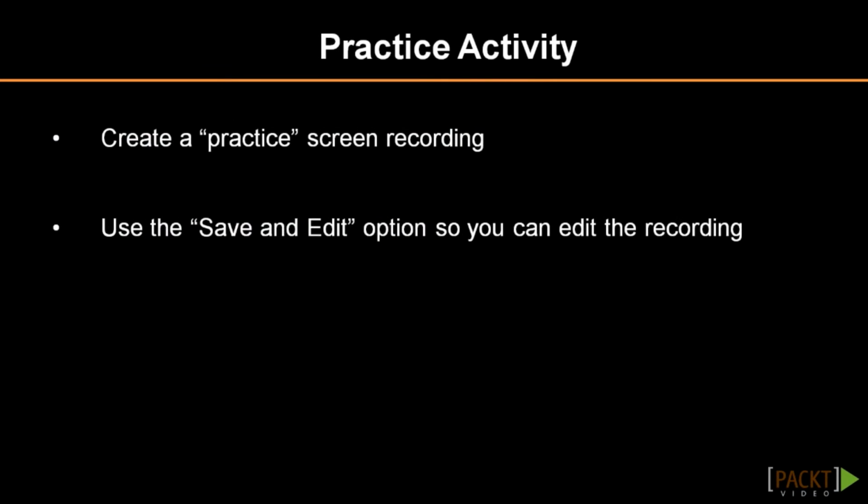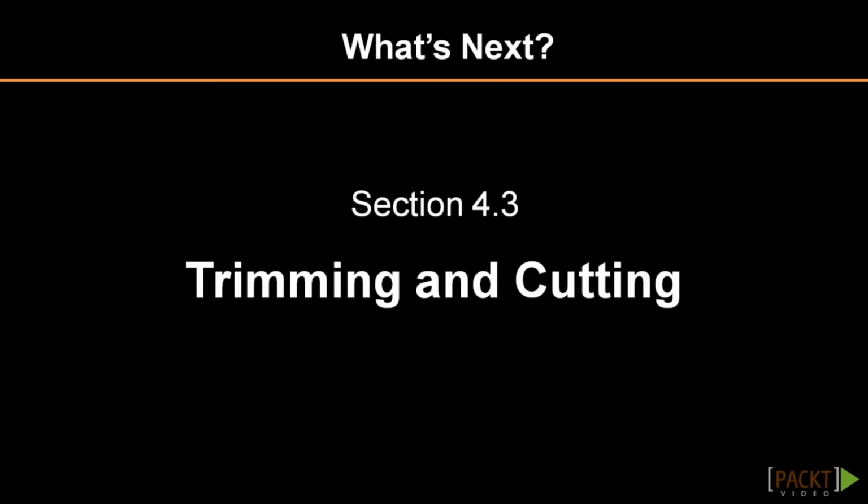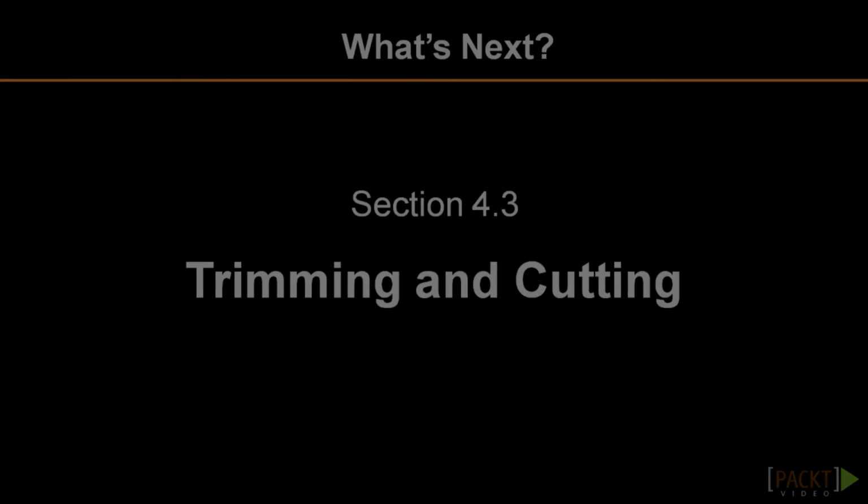In this section, you learned how to configure screen recording options, as well as how to create screencasts using Camtasia. Now it's time to practice what you've learned by creating a quick screencast. After creating your recording, make sure to use the Save and Edit option so you can practice editing your screencast. As you've learned how to create screencasts, I'm going to show you how to trim and cut any unwanted parts using Camtasia's editing features in the next section.